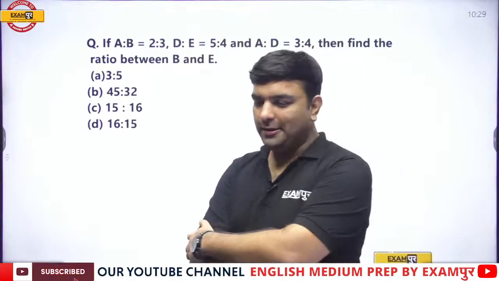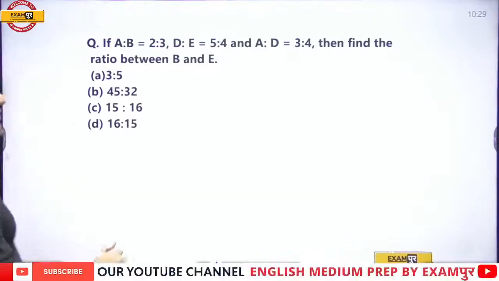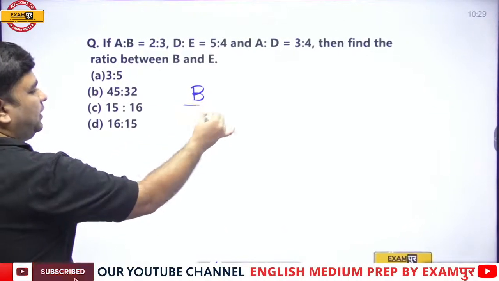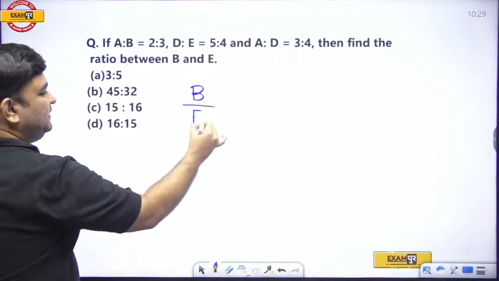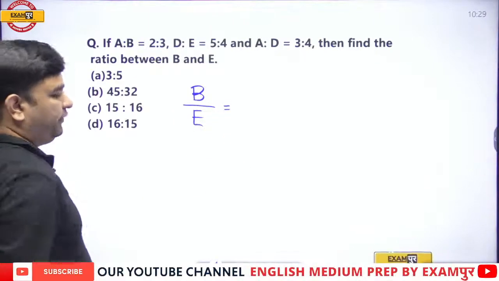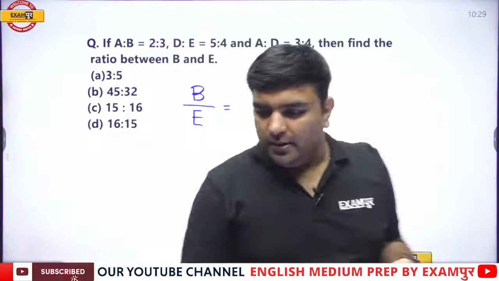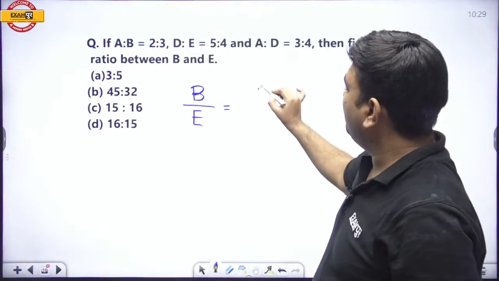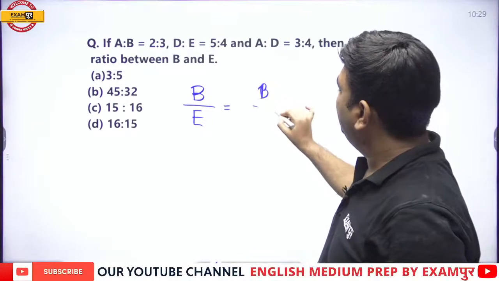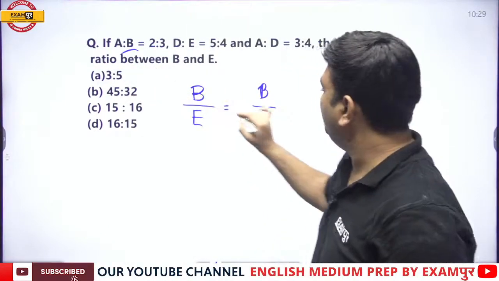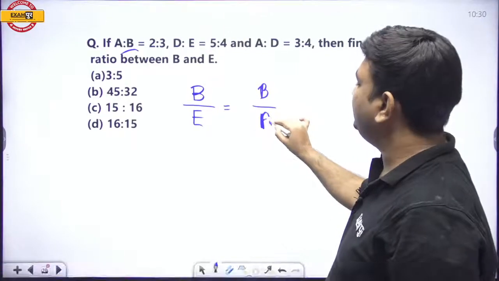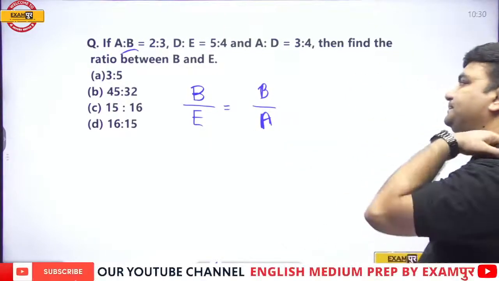Okay, I think I need to do it. What is the ratio between B and E? B by E. How can we start so that we would reach B by E? We have to start from B. B ratio given with A, so B by A.